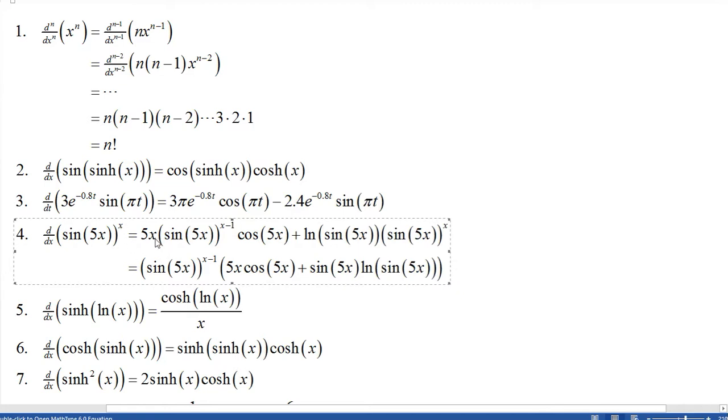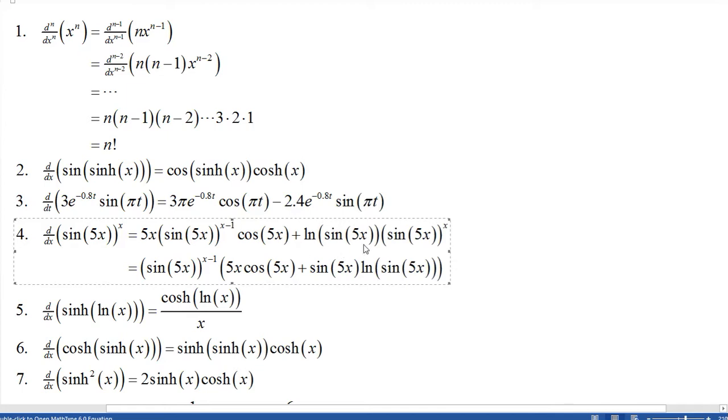You bring the x down out front. You keep the same base, and you subtract 1 from the power. So that's x minus 1 for the power. And you multiply by the derivative of that base. So the derivative of sine of 5x is cosine of 5x times the derivative of 5x, which is where the 5 comes from out front. Plus, we treat it as if it were an exponential function. We have the same function we started with, sine of 5x to the x power, times the natural log of the base, and then times the derivative of the power. The derivative of x is just 1. So there's the final answer.